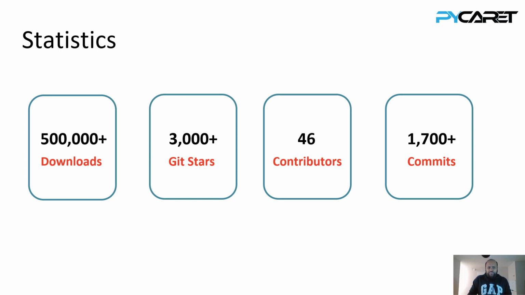Some statistics. We released our first public version in April of 2020, and we have 500,000 plus downloads so far. We have more than 3,000 git stars, 1,700 plus commits in the last 1 year, and the number that I'm most proud of is 46 contributors from the community who are actively working to build PyCaret.